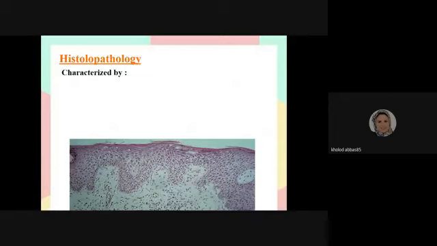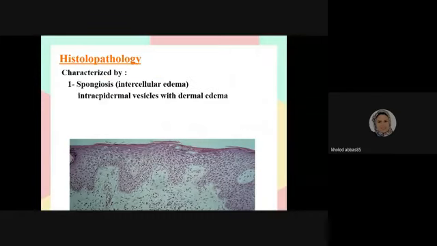Histopathology. Dermatitis, as we said, there's inflammation and oozing. Then spongiosis. Spongiosis means intercellular edema, characterized by intraepidermal vesicles with dermal edema. This is spongiosis. We will see here between the cells there are white boundaries. This is spongiosis.